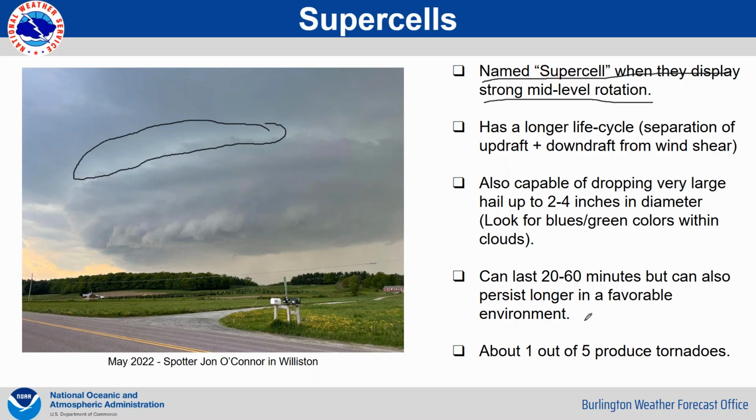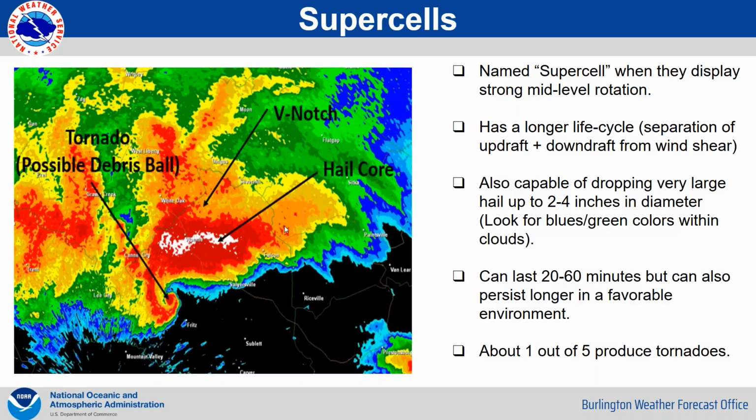So these can last much longer than a standard thunderstorm, and about 1 in every 5 will produce a tornado. So it's not necessarily about the size or how much lightning is being produced in the supercell. It's all about the rotation. That is the key defining factor in deciding whether or not it's just a regular run-of-the-mill storm or a supercell.